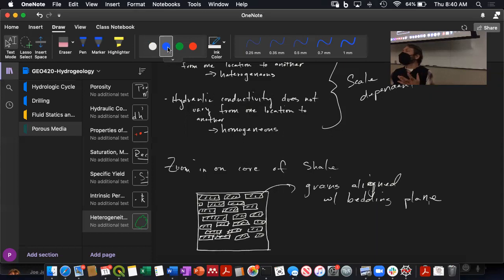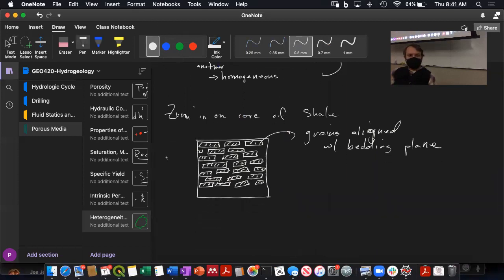Okay, so when fluid flows through a shale, let's give ourselves a coordinate axes here. So this is our axes. This is the x direction and this is the y direction. If I'm thinking about water moving through my sediment or my shale in the x direction, we can track the flow path through the shale. And because of the stacking, there are some pretty straight flow paths through my shale, right?